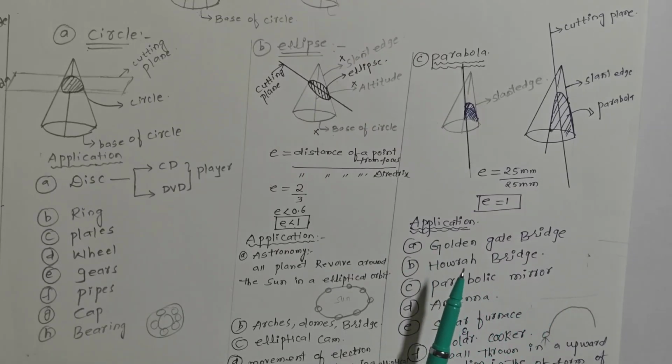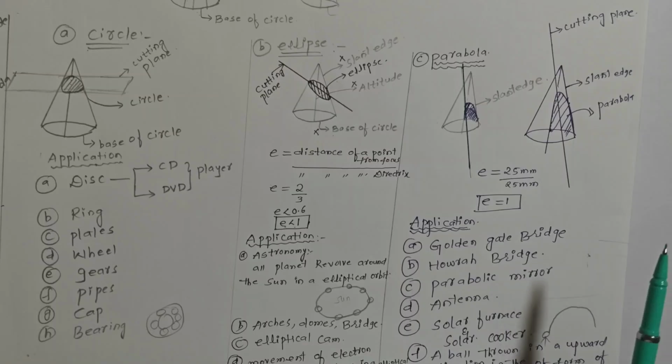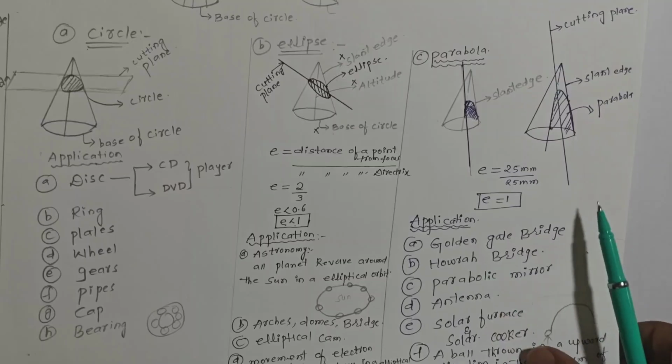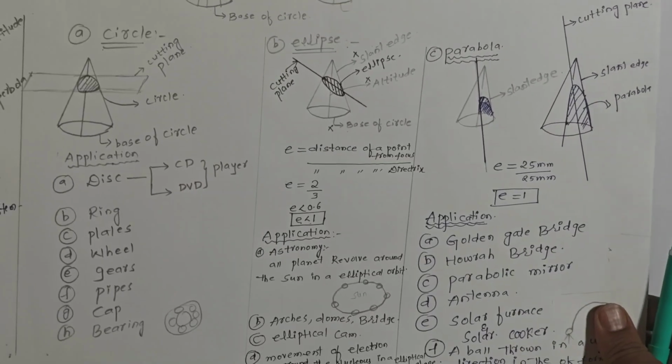And what are the applications of the parabola? We use it in the Golden Gate Bridge, is it right? In the Howrah Bridge, in parabolic mirrors, which look like parabola shapes. The antenna looks like a parabola shape. Solar furnaces and solar cookers also. So these are the applications of a parabola.